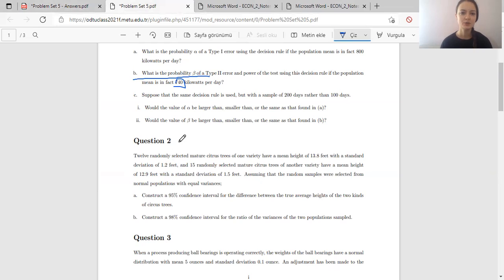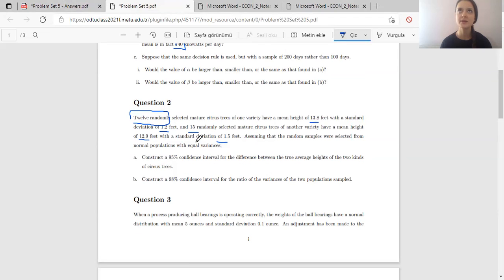Now, in question 2, we have two populations. We take samples from each of them. The first sample includes 12 values. The mean is 13.8. Standard deviation is 1.2. And from the second population, we take a sample consisting of 15 values. The mean and standard deviation are different from the first population.